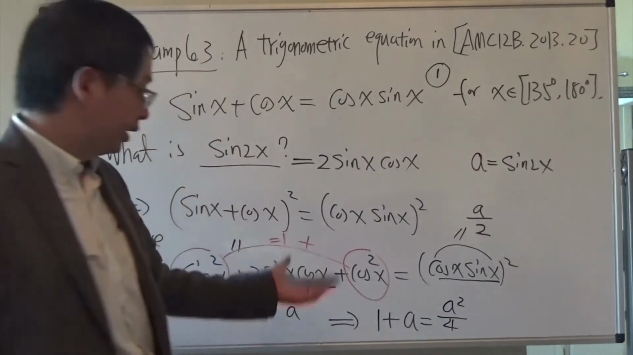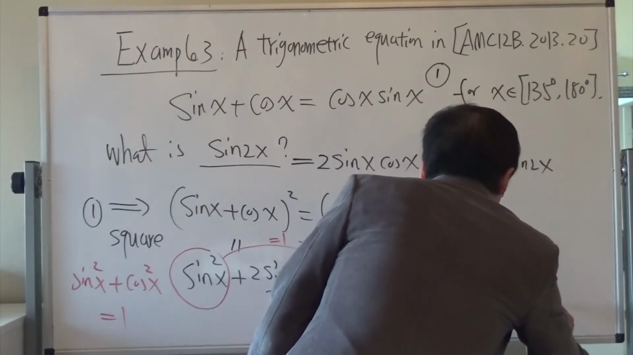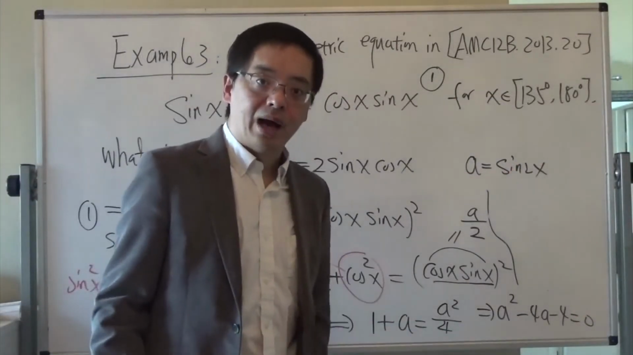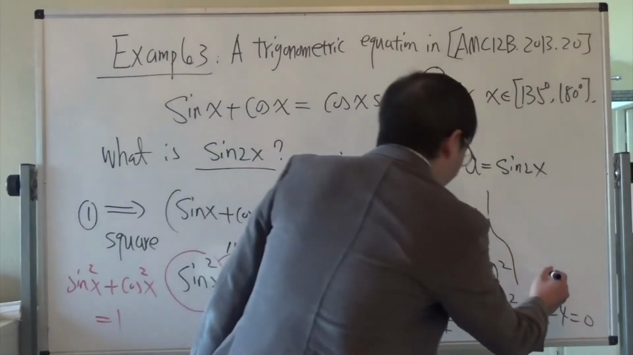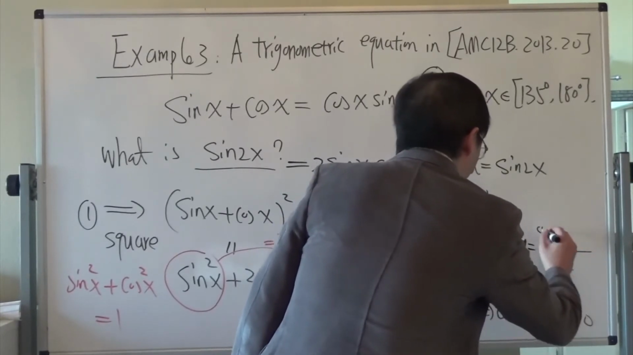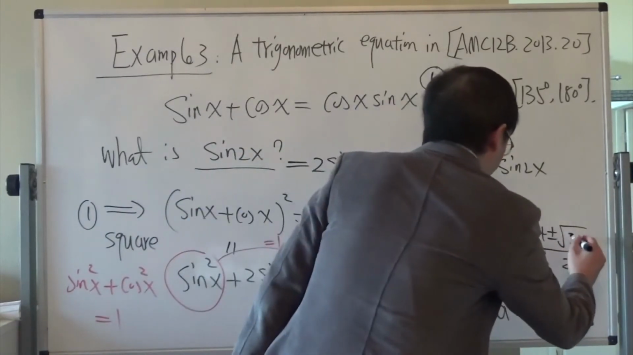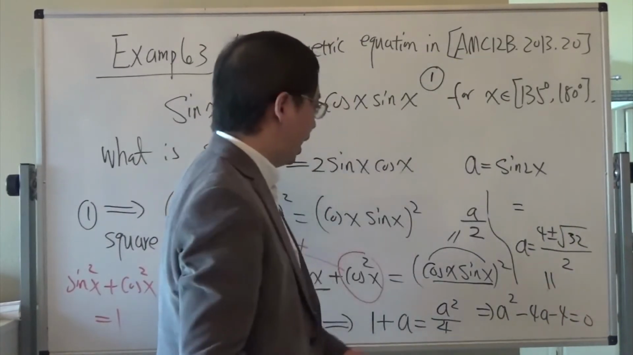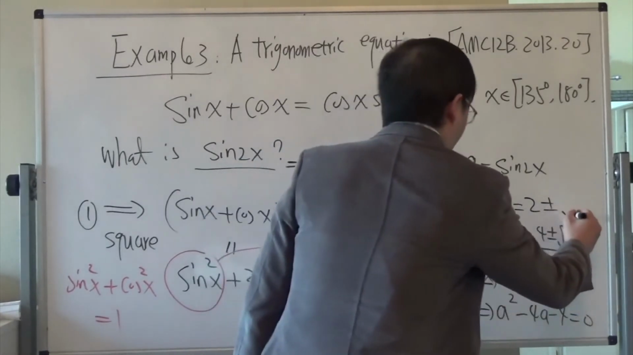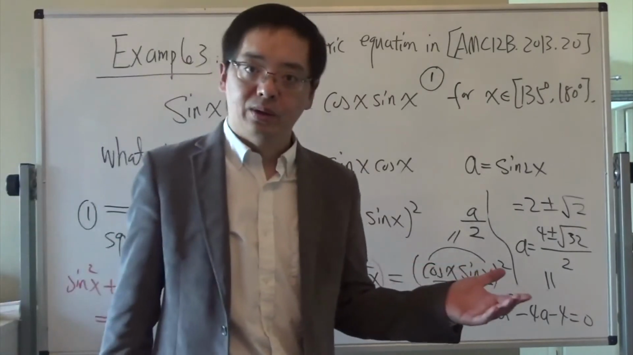Now, this is just a quadratic equation. We'll have a squared minus 4a minus 4 equals 0, and then by the quadratic formula, we get a equals 4 plus or minus the square root of 32, over 2. If I simplify this, I get 2 plus or minus the square root of 2. Now the question is whether both values are valid.